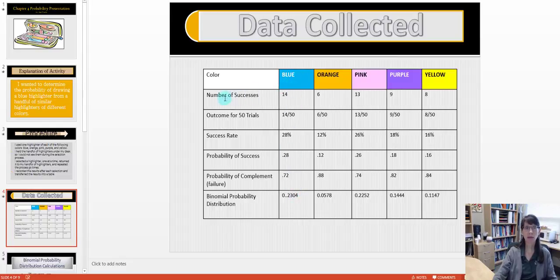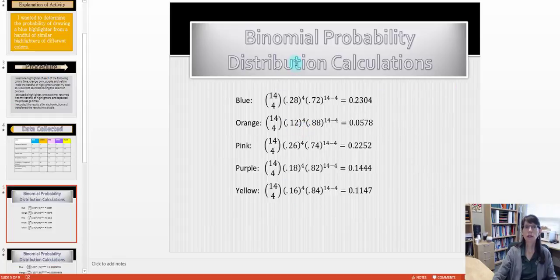As you can see in the table, I've included the number of successes, the outcome for the 50 trials, the success rate, the probability of success for blue, the probability of the complement, that would be the failure, and binomial probability distribution. So this binomial probability distribution was found by using the binomial probability formula. In this slide, you can see the binomial probability distribution.